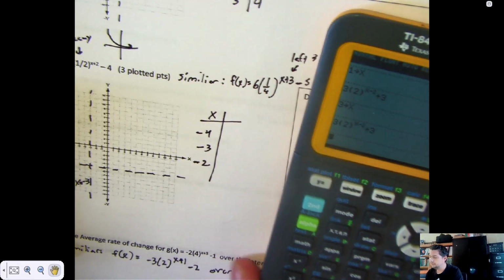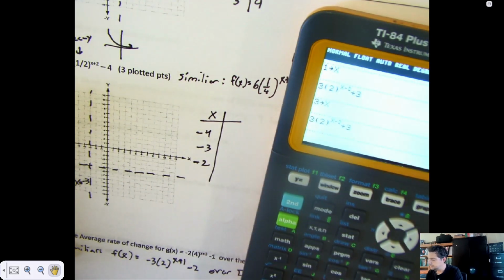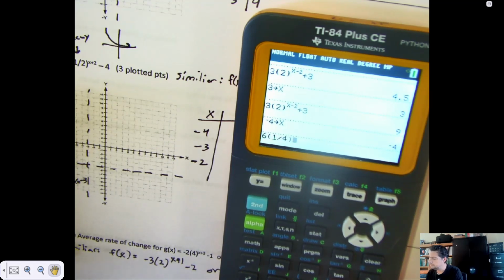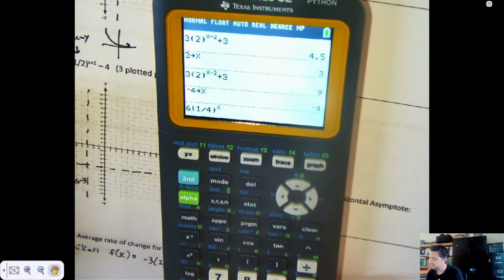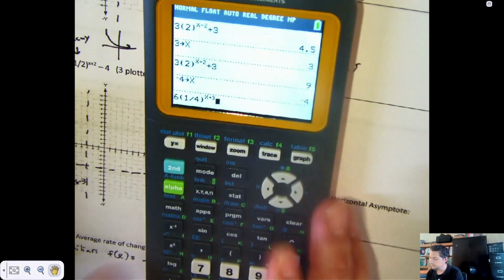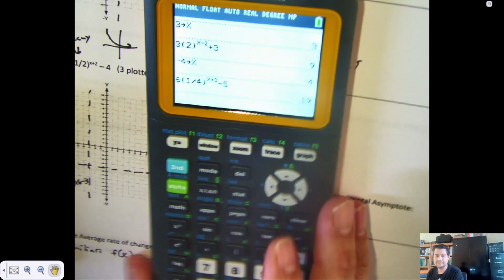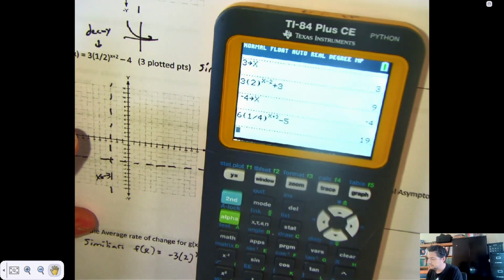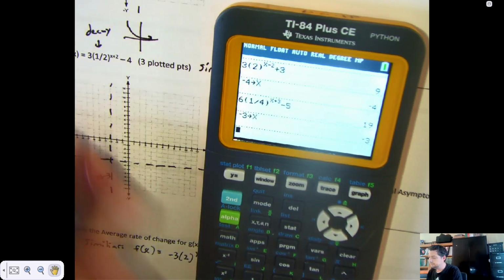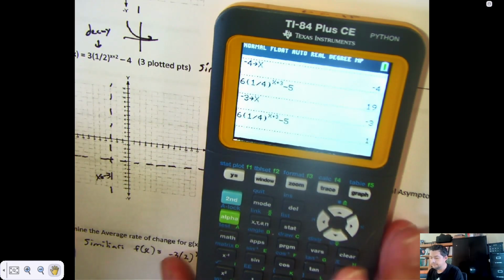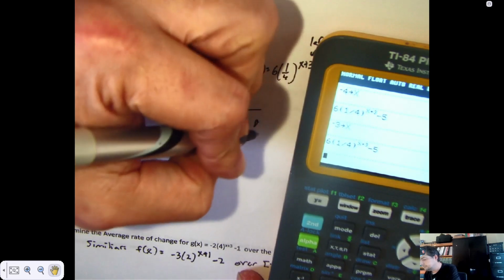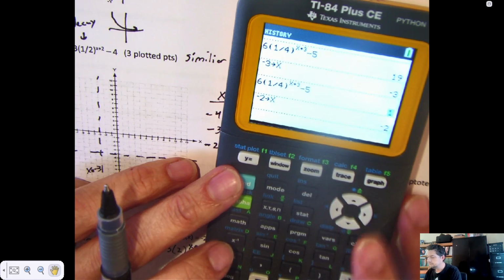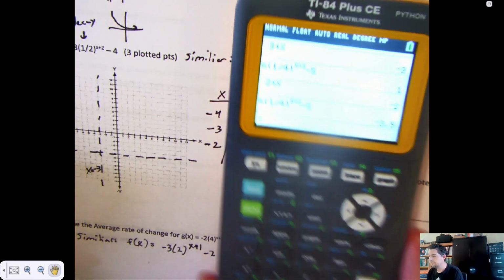None of them. But anyways, take a negative 4, store it to x. 6 parentheses 1 over 4, rooftop to 2, the x plus a 3. And then minus a 5. 19. That's high. That's off the grid, isn't it? Take a negative 3, repeat. I got a 1. That was kind of nice. Take a negative 2, repeat the process. I got negative 3.5.